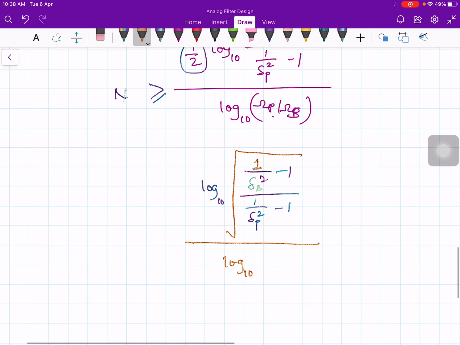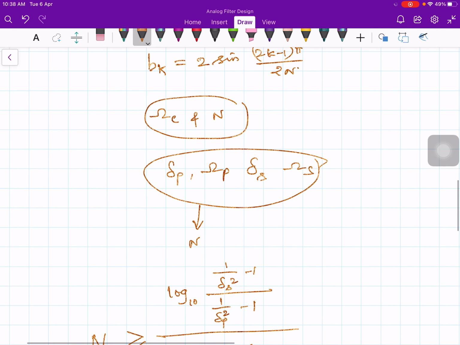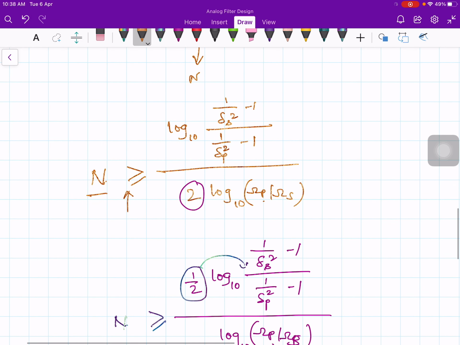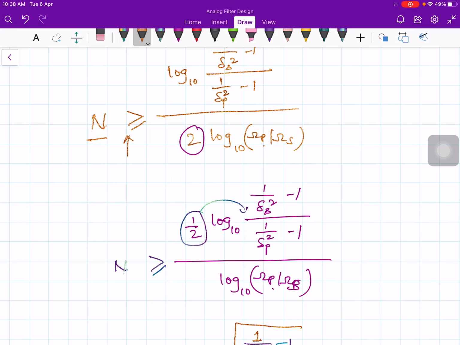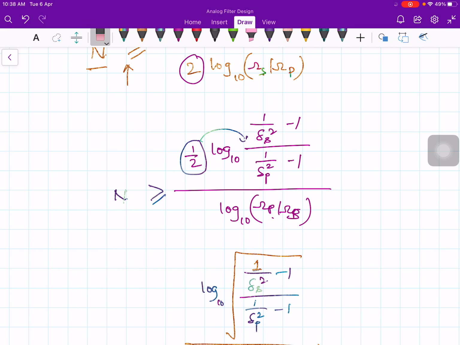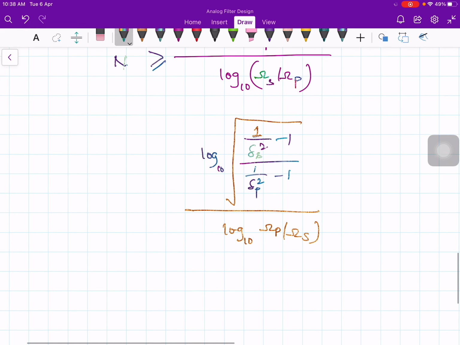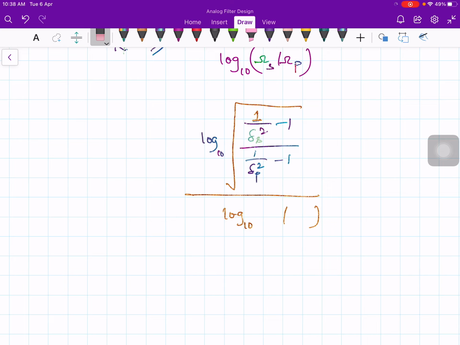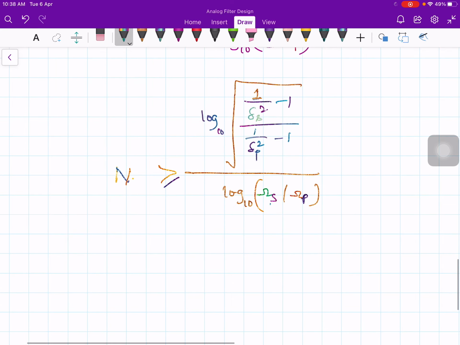Log to the base 10 omega P by, is it omega P by omega S or omega S by omega P? I am sorry. I think I made a mistake. This is omega S by omega P, and here also omega S by omega P. So this is the formula that we will use.